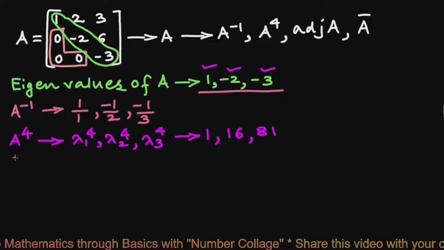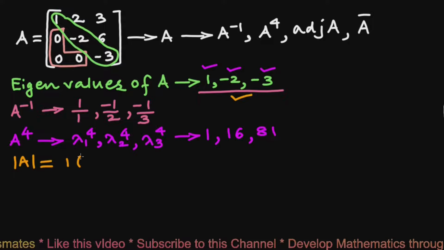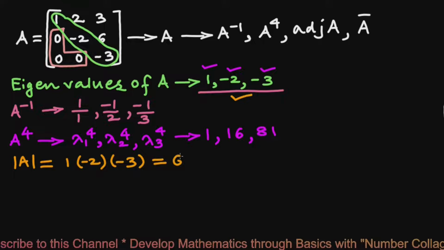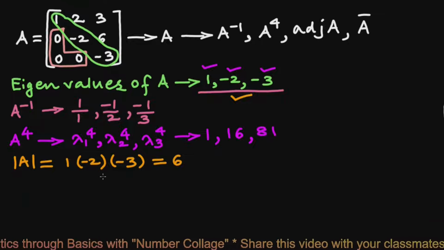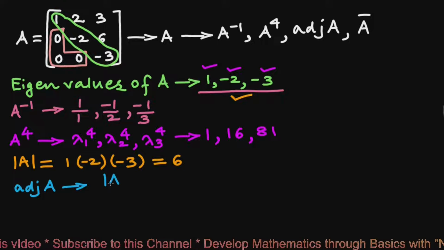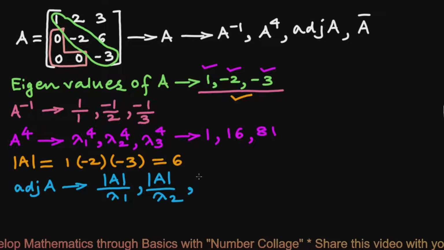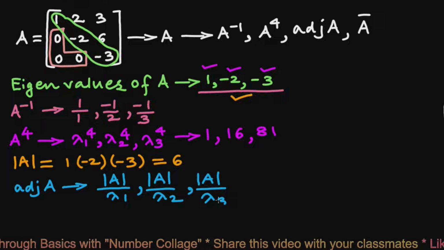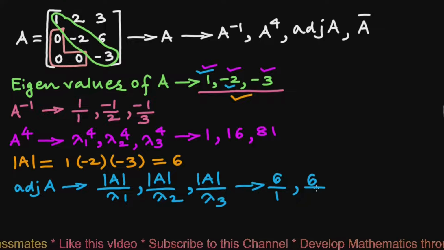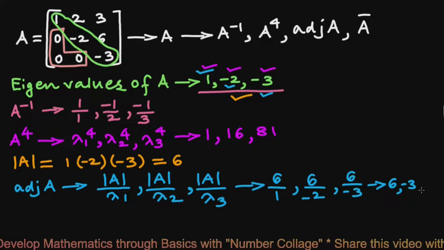Next, we will find out determinant of A, that will be product of these three eigenvalues, 1 multiplied by minus 2 multiplied by minus 3, that will be 6. Now the property that we have just learned is eigenvalues of adjoint of A equals determinant of A upon lambda 1, determinant of A upon lambda 2, determinant of A upon lambda 3, that is 6 upon 1, 6 upon minus 2, 6 upon minus 3, that will be 6, minus 3, minus 2.